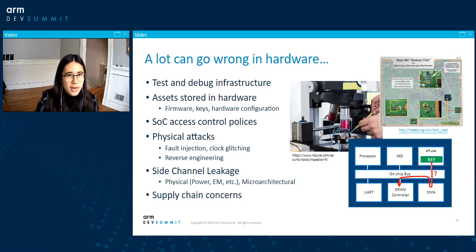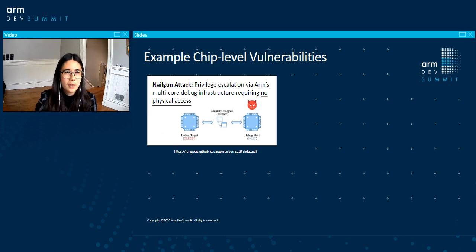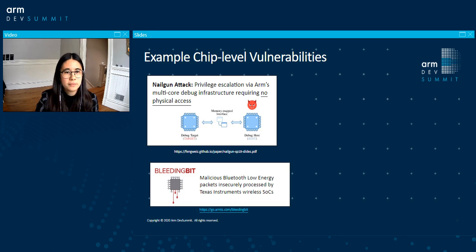So this is a wide variety of security issues, but for the focus of this presentation, we'll be mainly discussing vulnerabilities that result from oversights in the security architecture or logical errors in the logical design of the hardware or software in the system. But even just limiting ourselves to digital security issues, there have been several examples of chip-level vulnerabilities that have been discovered. For example, the nail gun attack takes advantage of configuration errors in the test and debug infrastructure.